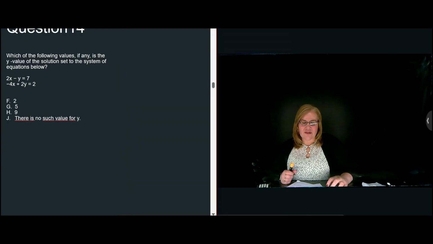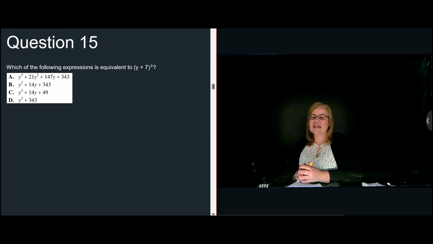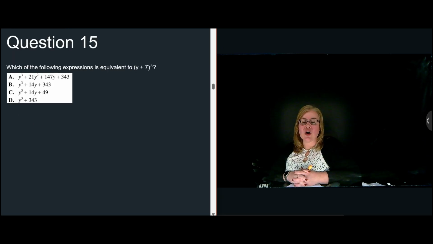So let's look at the last one for this lesson. It says, which of the following expressions is equivalent to y plus 7 cubed? All right, sorry, couldn't say that. Is y plus 7 cubed.